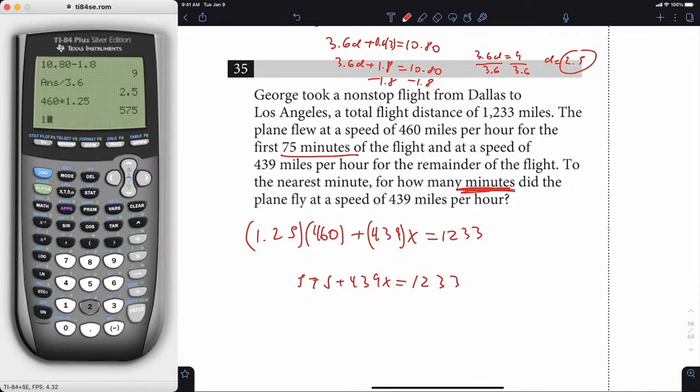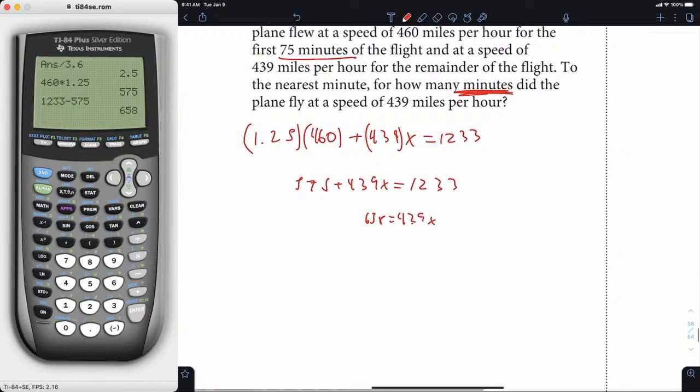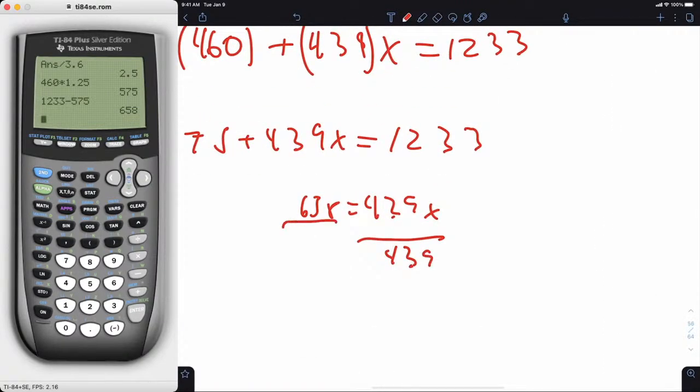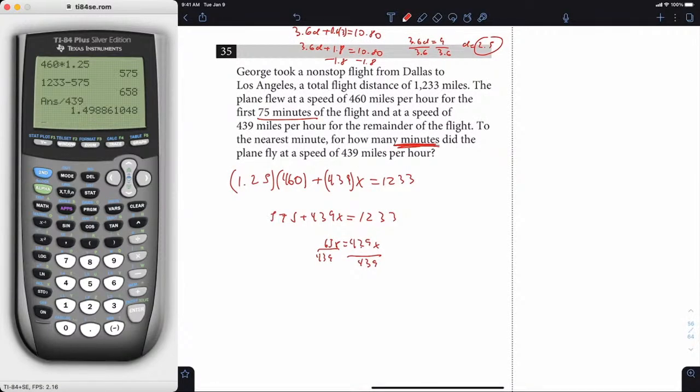So let's do 1233 minus this. 658 is equal to 439x. I'm going to divide by 439, and that's going to be that weird number right there. And to convert, this is in hours, remember, so to convert to minutes, I need to multiply by 60. So it's about 90 minutes.